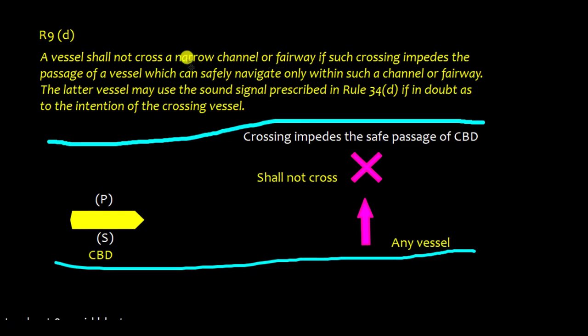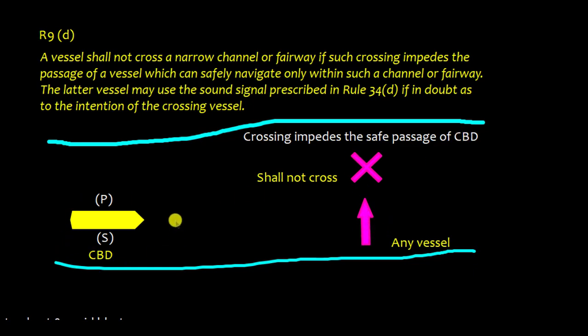Now, let us talk about crossing. A vessel shall not cross a narrow channel or fairway if such crossing impedes the passage of a vessel which can safely navigate only within such a channel or fairway. Why? Because the crossing will impede the safe passage of a CBD. So, any vessel shall not cross.